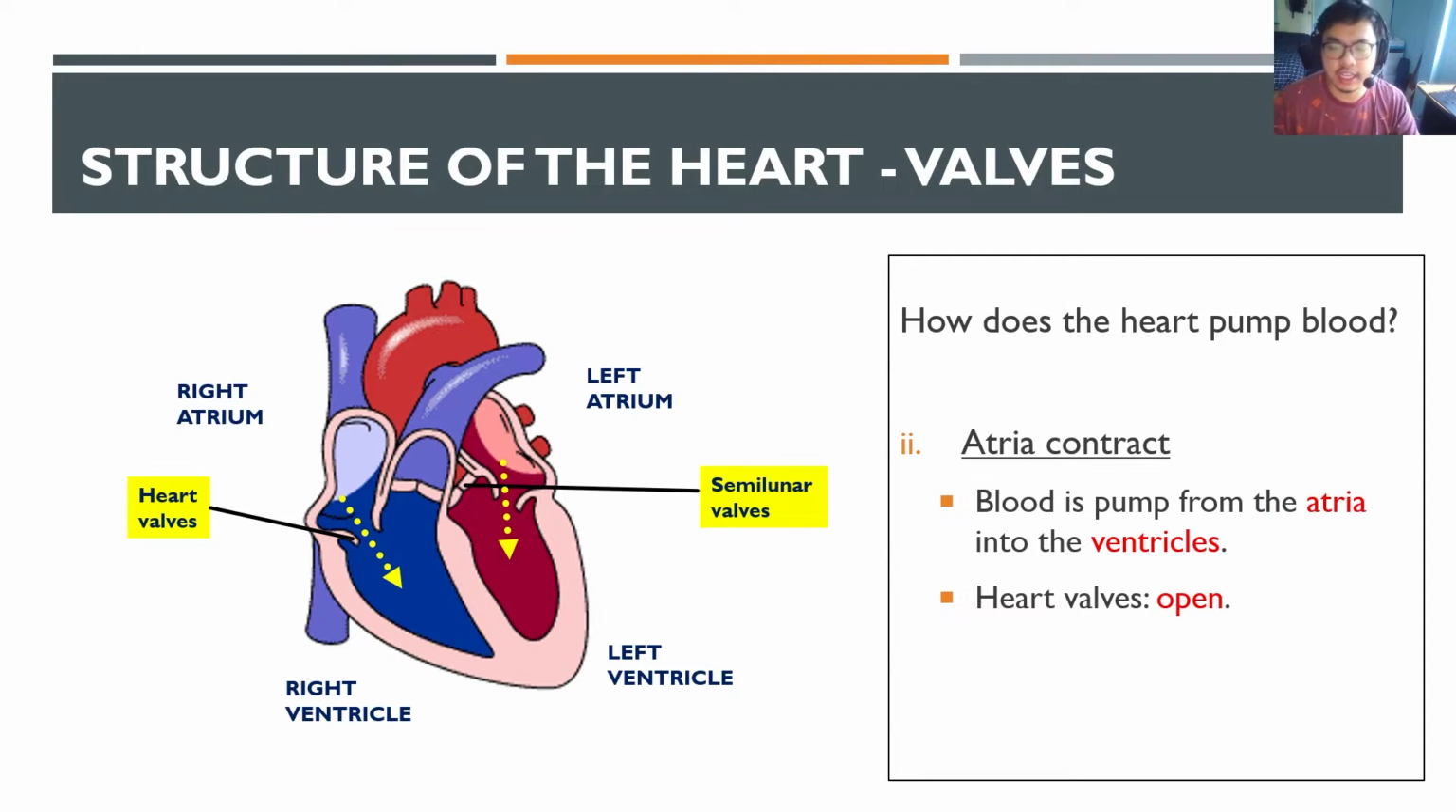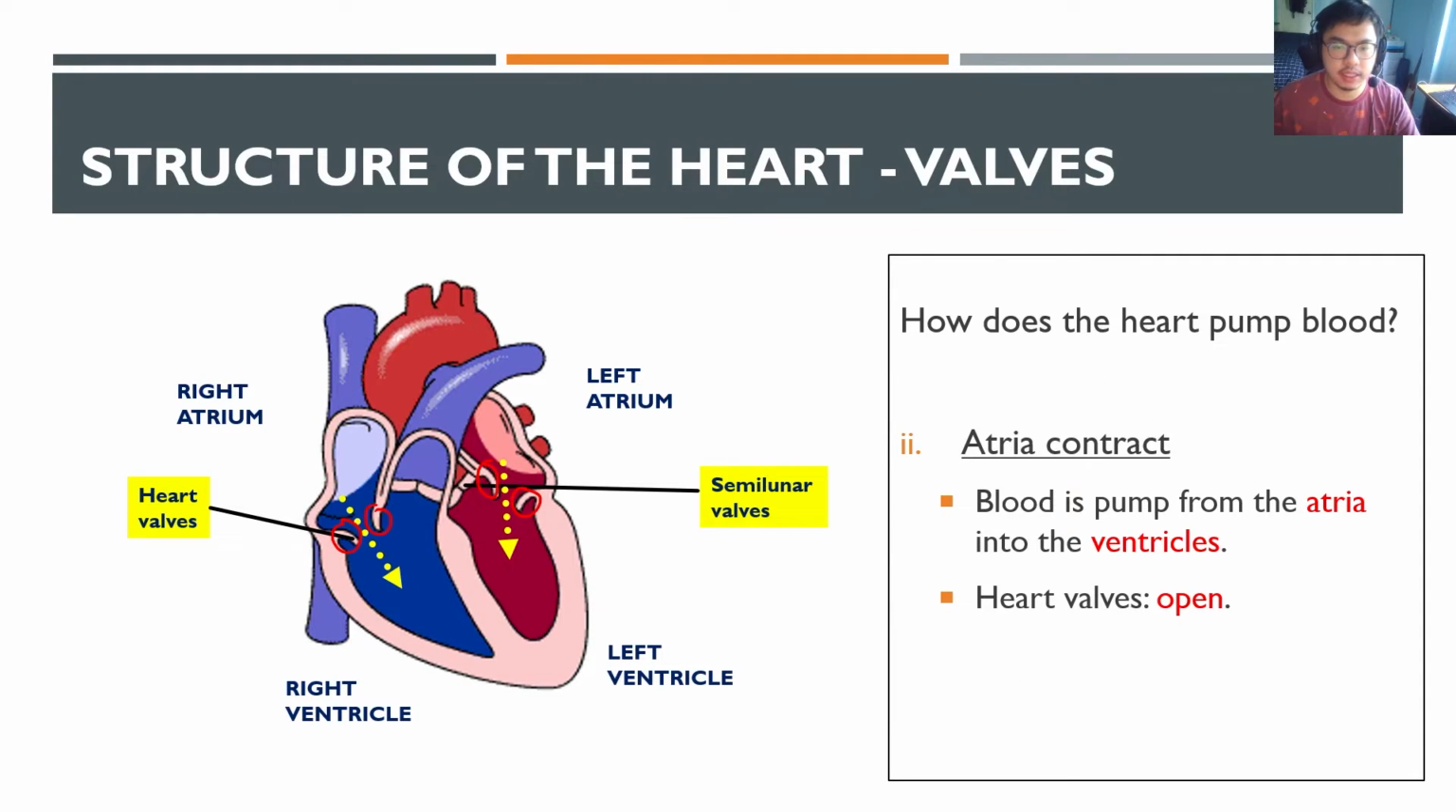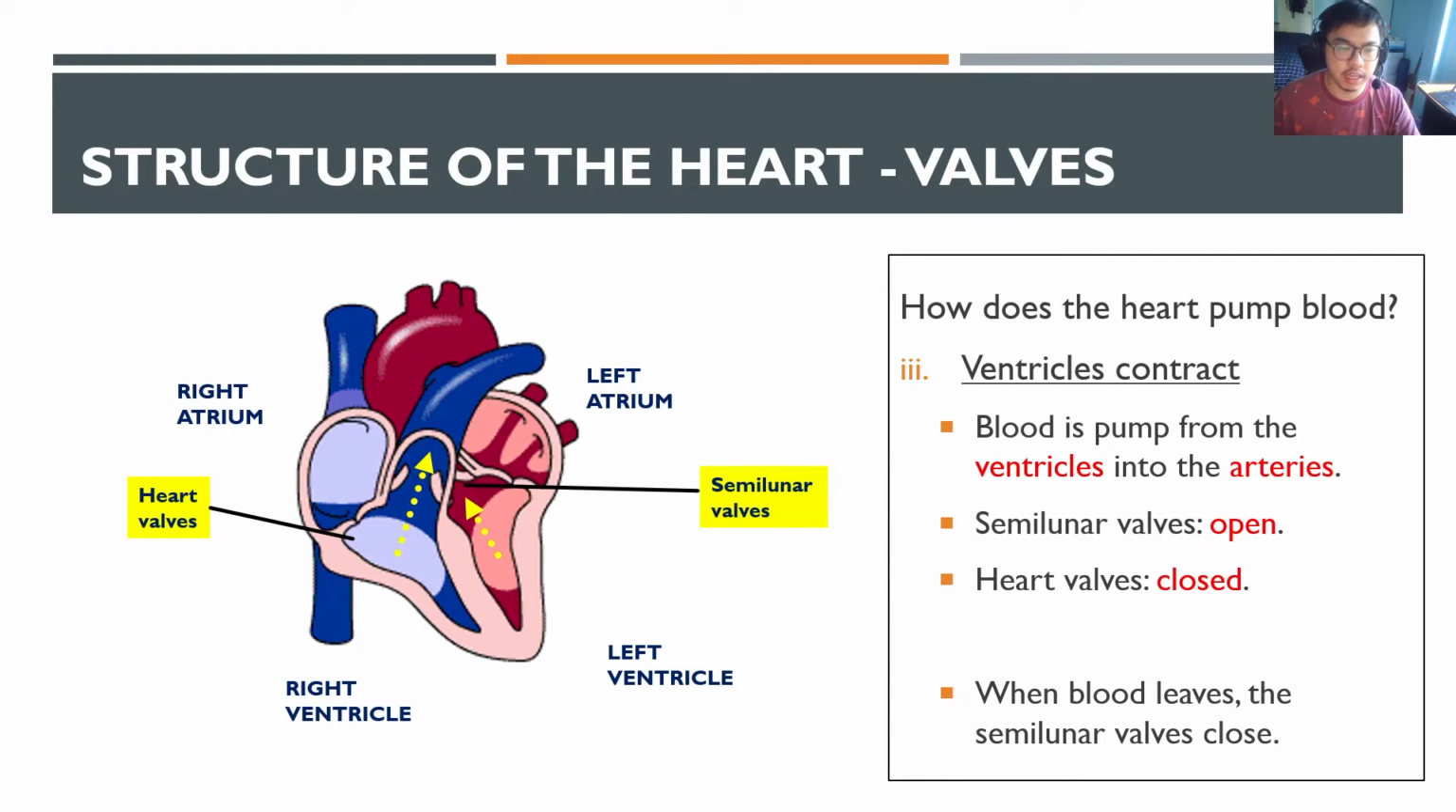So the atria contract, they will squeeze, they will push. The blood is pumped from the atria into the ventricles, and in this case, the heart valves are open. You can see the valves are open. And then once that happens, it's the ventricles' turn to contract. So after the atria contract, the ventricles contract. When the ventricles contract, the blood is pumped from the ventricles to the arteries. So it goes out of the heart.